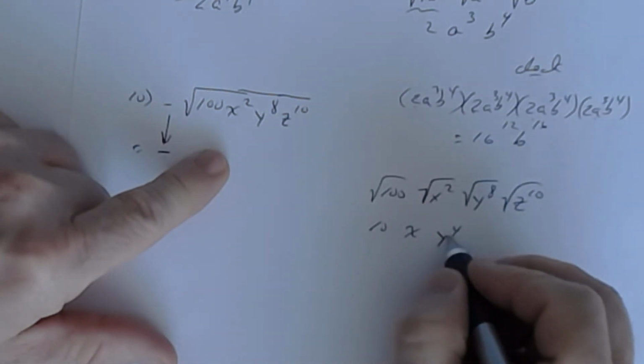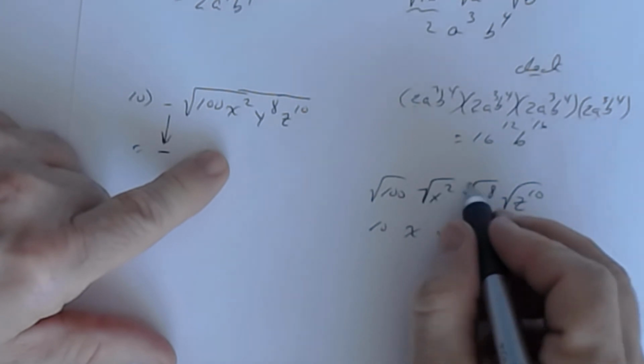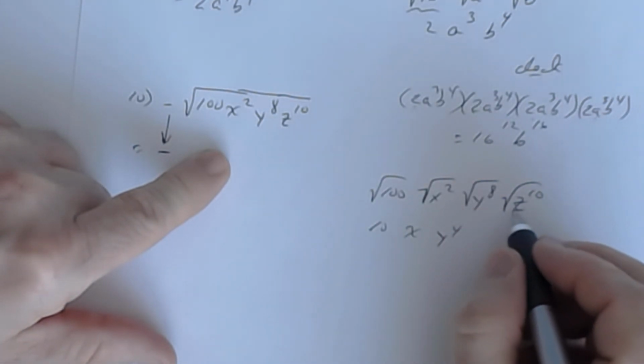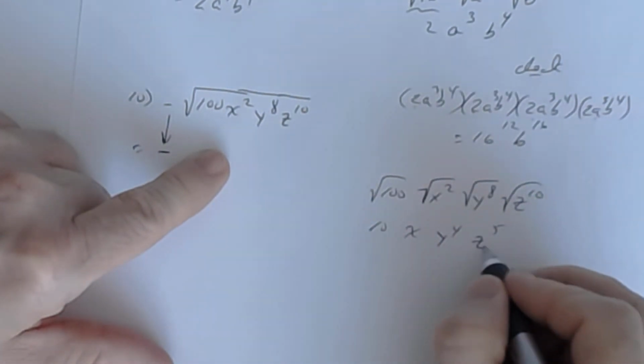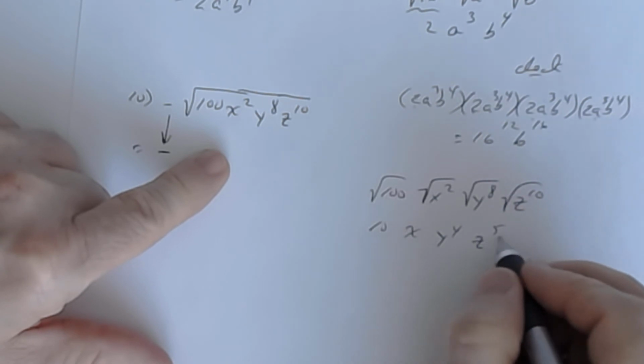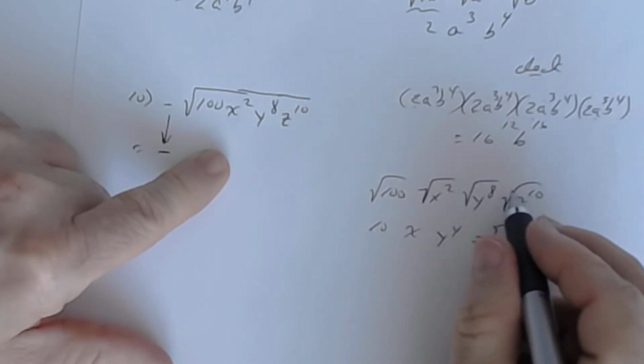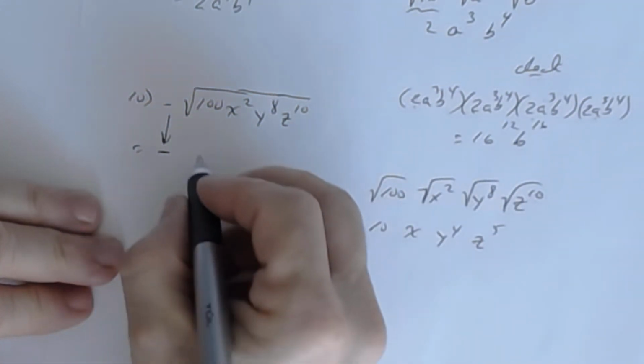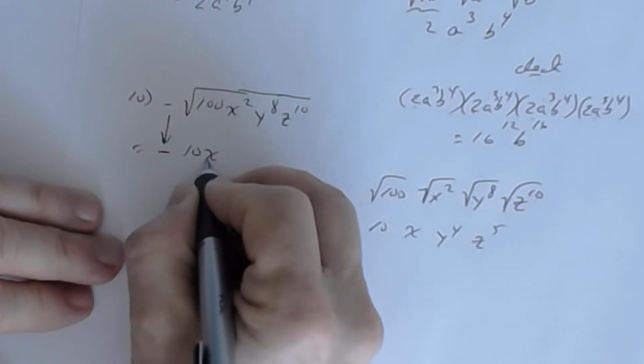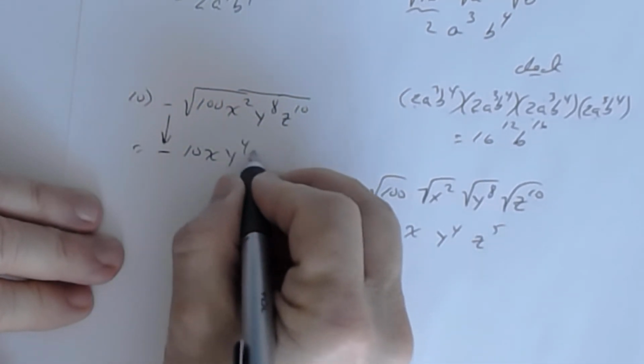Because y to the 4th times y to the 4th is y to the 8th. 8 divided by 2 is 4. And then the square root of z to the 10th is z to the 5th. z to the 5th times z to the 5th is z to the 10th. 10 divided by 2 is 5. And so there's your answer: negative 10, x to the 6th, y to the 4th, z to the 5th.